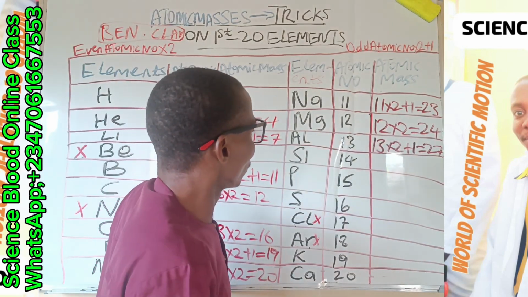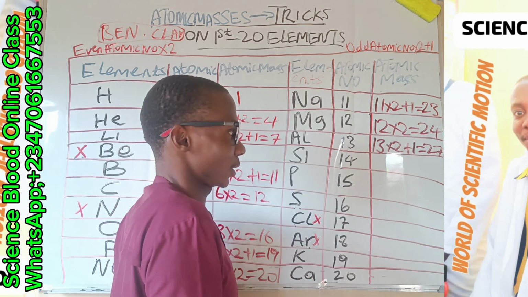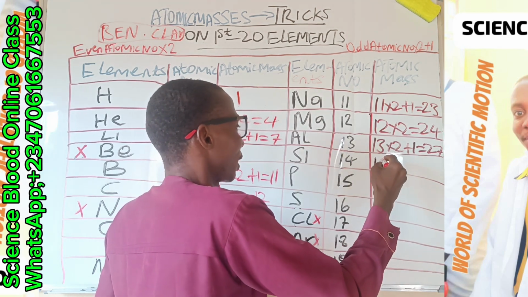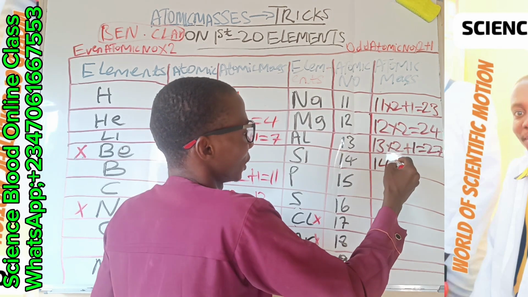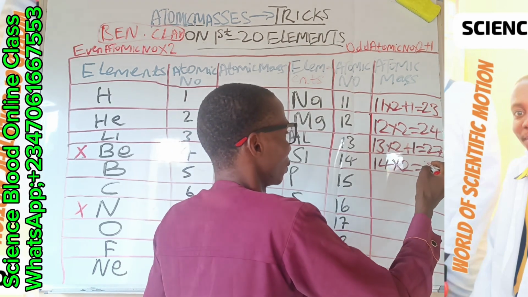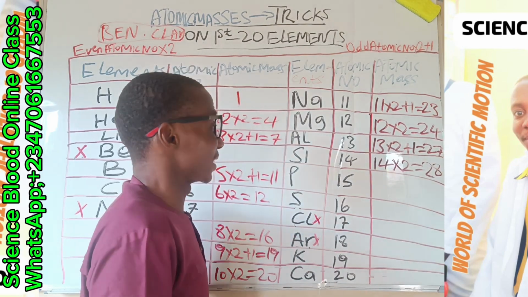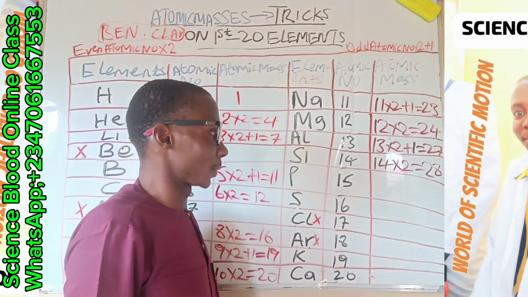Okay, now let's move to silicon. All right, so as you can see, this is divisible by 2. Yes, 2 can divide 14. Therefore, it's an even number. We have 14 multiplied by 2, and we are going to have 28. So 28 is the atomic mass of silicon.